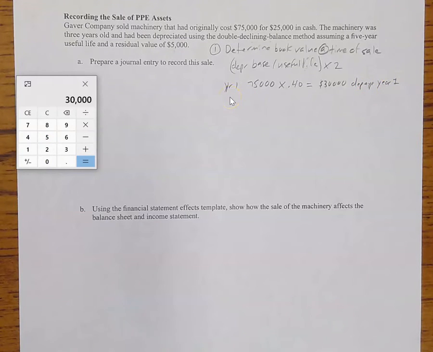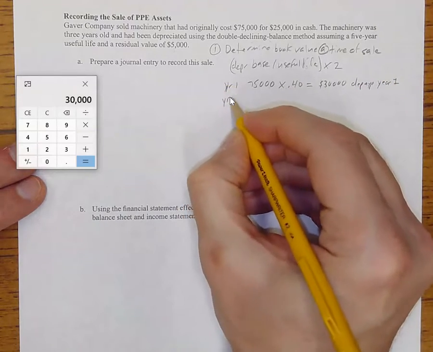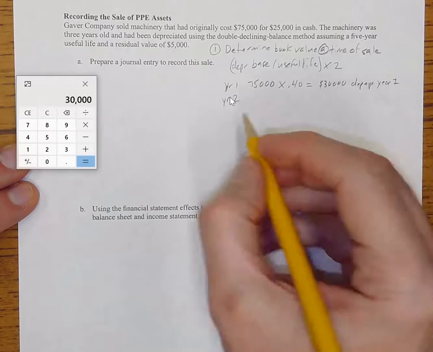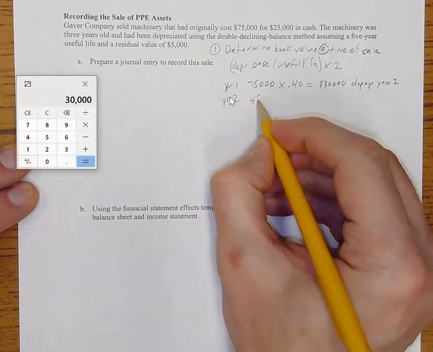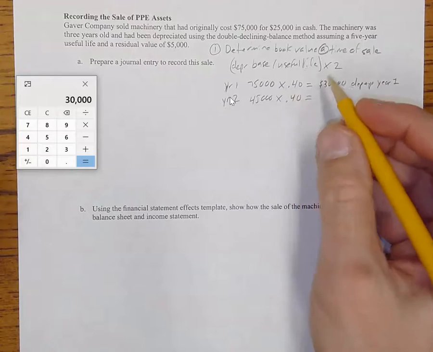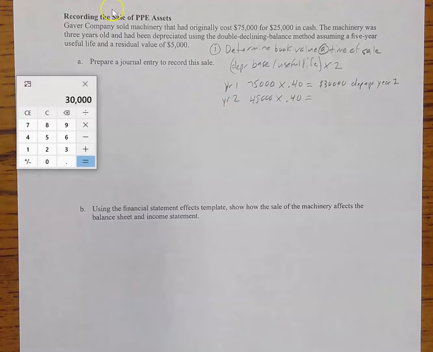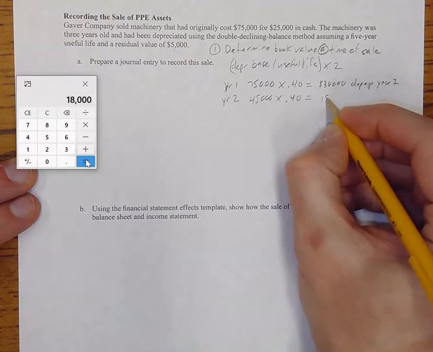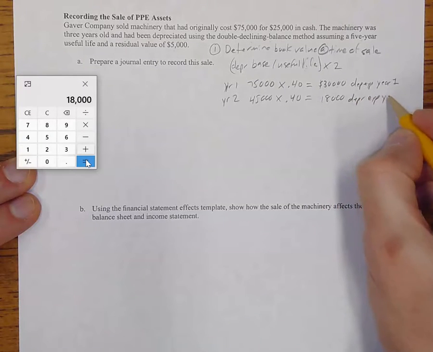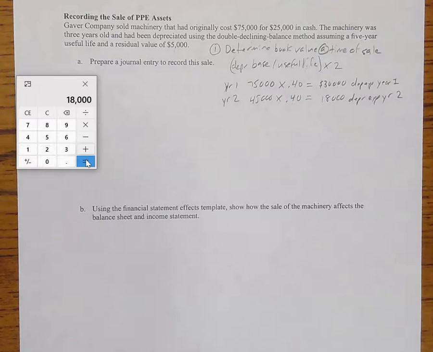However, for year 2, I'm going to subtract this 30,000 from the 75,000, and that's going to give me 45,000. Okay. So let me clear this out. 45,000 times 0.4 equals $18,000 depreciation expense year 2.